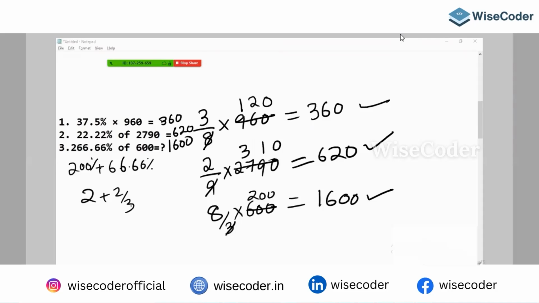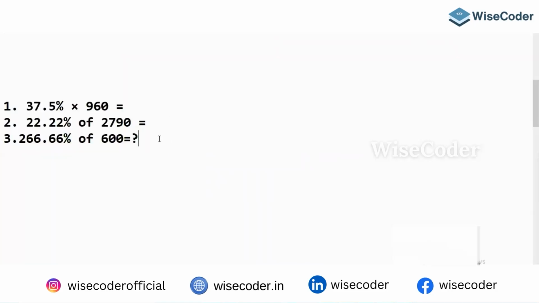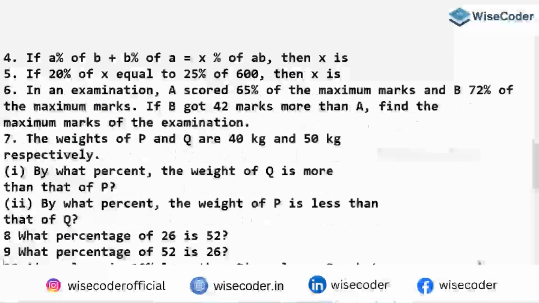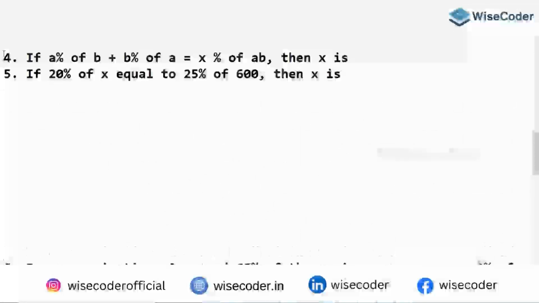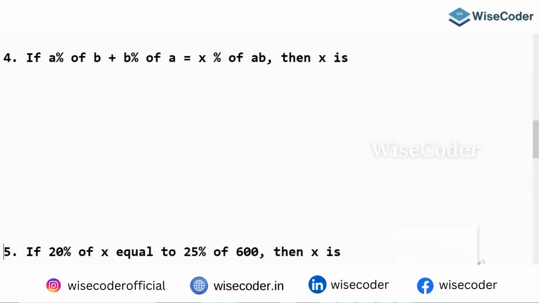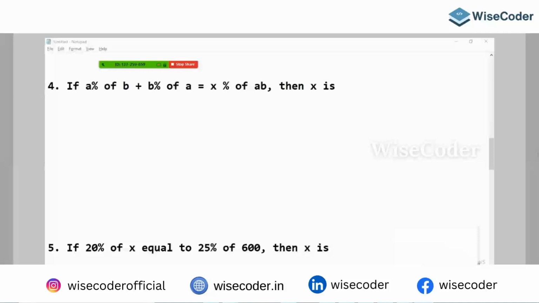I hope this is clear. Let's go to the next question. Look at these questions. If A% of B plus B% of A is equal to X% of AB, then X is what he's asking.